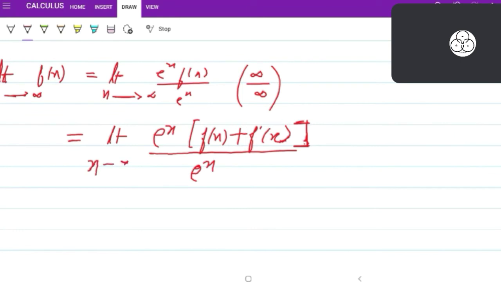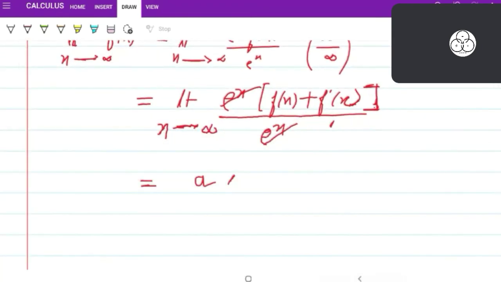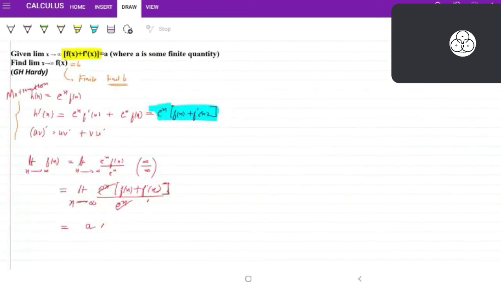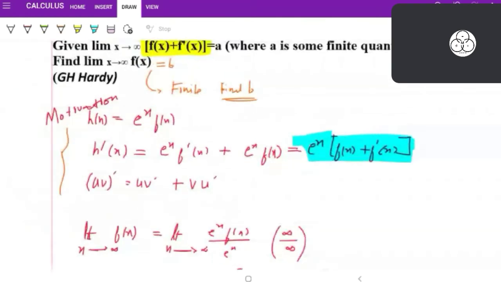As x tends to infinity, this will get cancelled, and the value of this limit is given as a. We'll get this same as a. This is why this question is very interesting, because it has a very short solution. This question can be solved alternatively using Cauchy's mean value theorem, but we are going to solve this using L'Hopital rule. What is important is the motivation of this problem.